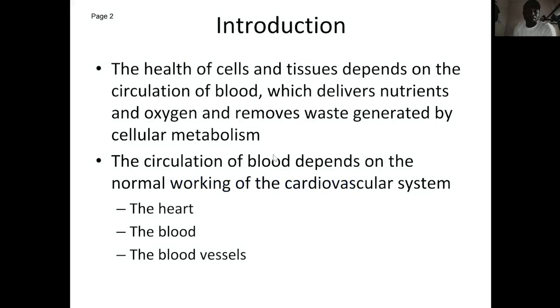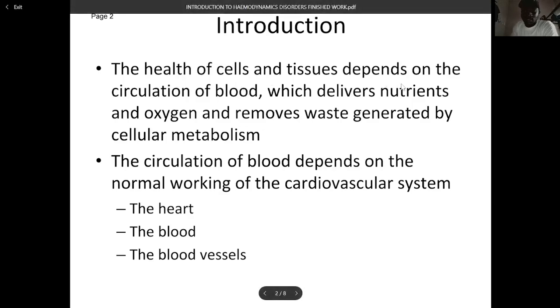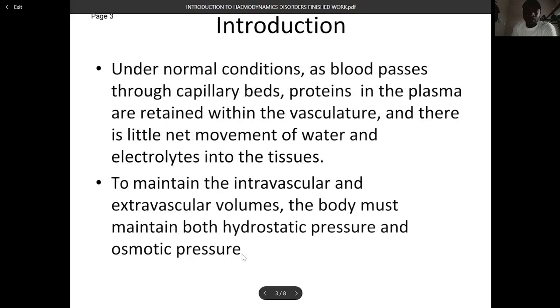So the health of cells and tissue depends on the circulation of blood, which delivers nutrients and oxygen and removes waste generated by cellular metabolism. The circulation of blood depends on the normal working of the cardiovascular system, which includes the heart, the blood, and the blood vessels.